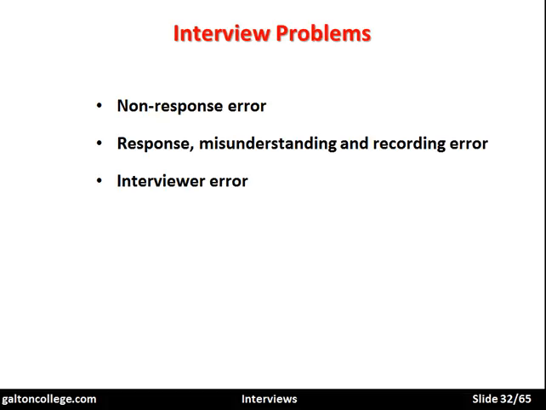The interviewer might misread the question or pose the question in a manner which leads the respondent to give a particular answer. Body language may creep into it, and in asking the question the respondent is inclined to give a certain response because of the way the question was posed. And these are all interview problems.